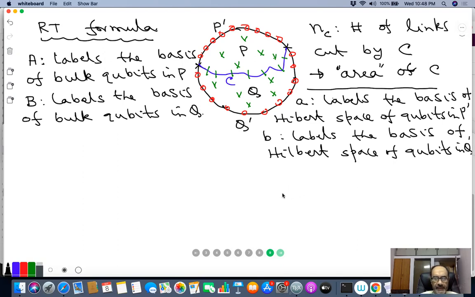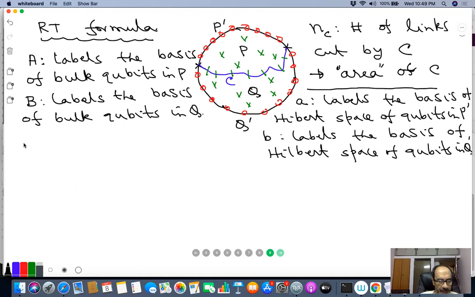I hope this is clear. So A labels 2 to the these many powers of basis vectors, and B labels 2 to the these many powers of basis vectors.